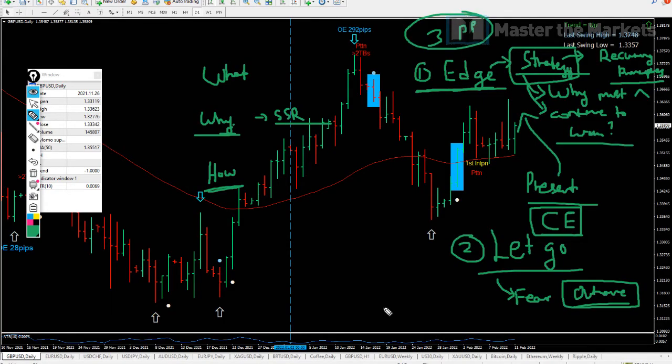Now, why is this important? Very simple, isn't it? So that you can consistently execute your strategy, and then finally the stats are valid to prove the validity of the strategy.